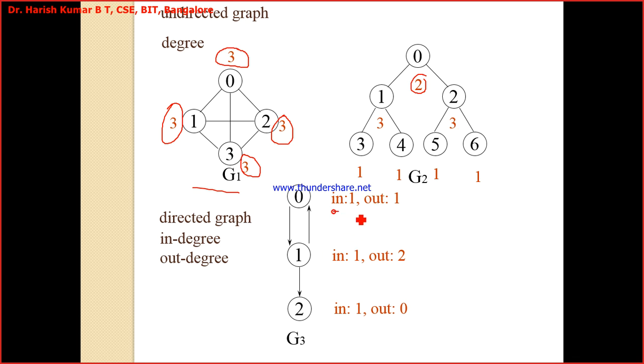And this is for the directed graph. Now you have to separate in-degree and out-degree. Since there is one head pointing towards this node, the in-degree is 1, and since one arrow is moving away from this node, the out-degree is 1. Similarly for this one, in is 1, out is 2, and for this one, in is 1 and out is 0. Since the out-degree for this particular node is 0, there is no path existing from it to any other node.